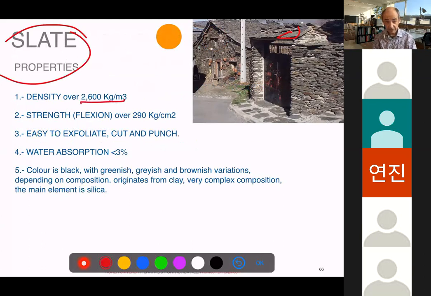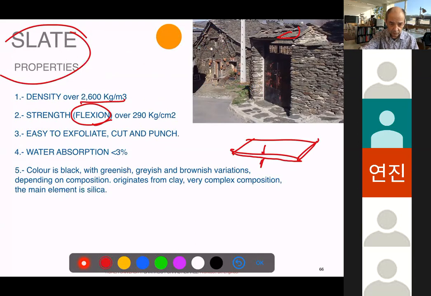Density is in the middle range. For strength, in this case, we speak of flexion, because slates used for roofs are usually very thin. For compression, there's no problem. Actually, any stone can resist anything. Compression is still as good as the usual concrete. And it is easy to exfoliate. Exfoliate means to cut in very thin sheets, right? It can be cut and punched, so you can nail it without it breaking. And the absorption is not big, which is why it is very used in roofs.